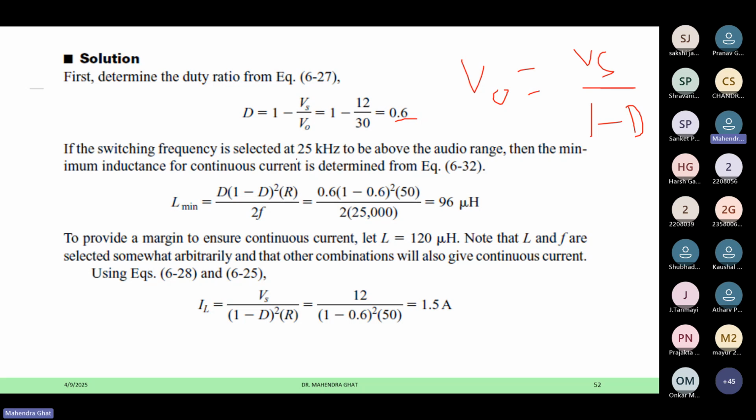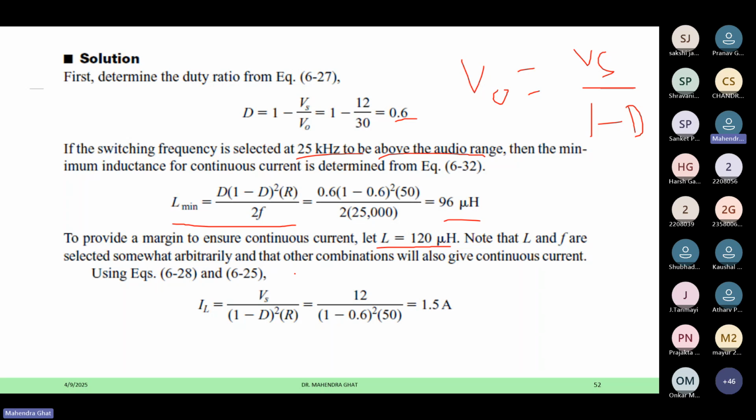Switching frequency here they have selected as 25 kilohertz. And they have mentioned that it is above the audio range, because the audio range is up to 20 kilohertz, so a frequency above that is considered. Then, for the minimum L value, L minimum is D into 1 minus D squared R divided by 2F. We'll get 96 microhenry. Now we can take a value higher than this to get continuous conduction. So L is assumed here at 120 microhenry.